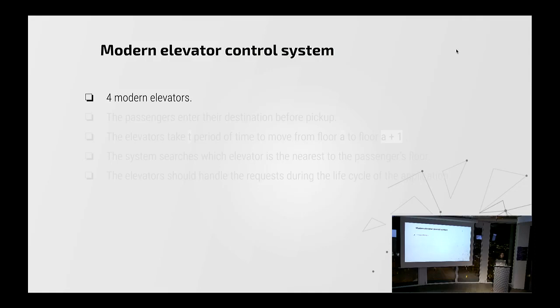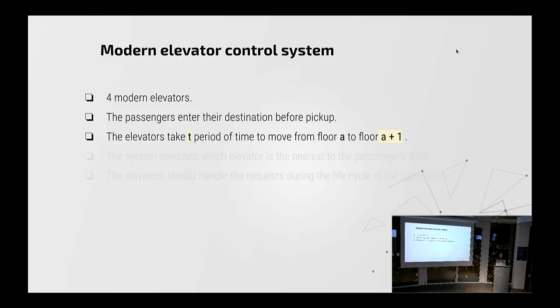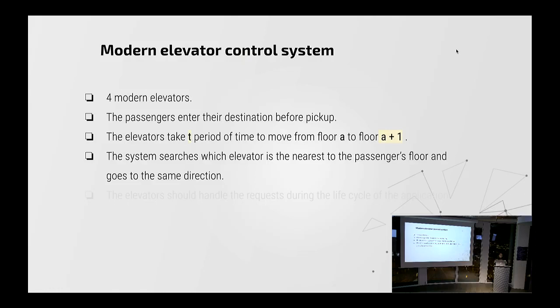So they decided to order 4 modern elevators in which the passengers can enter their destination before pickup, and obviously the elevator will take time to move from one floor to another, and the system should search which elevator is nearest to the passenger's floor at the same position, and the elevators should handle the requests all the time. So the team is now thinking functionally. The first step is to think about the data model.